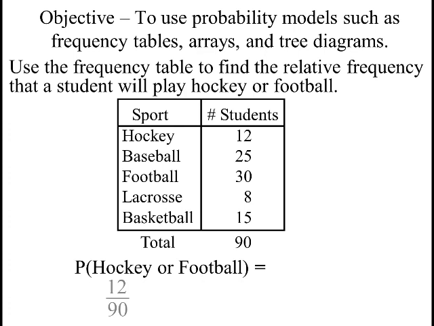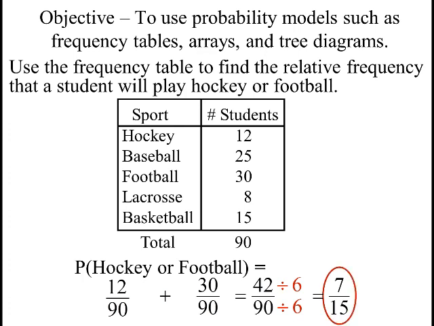Probability for hockey would be 12 out of 90. Probability that a person favors football is 30 out of 90. And so that would add up to 42 out of 90, which reduces to 7 out of 15. Having all of the relative frequencies in a table like this just keeps things organized, helps you look things up a lot quicker and easier.